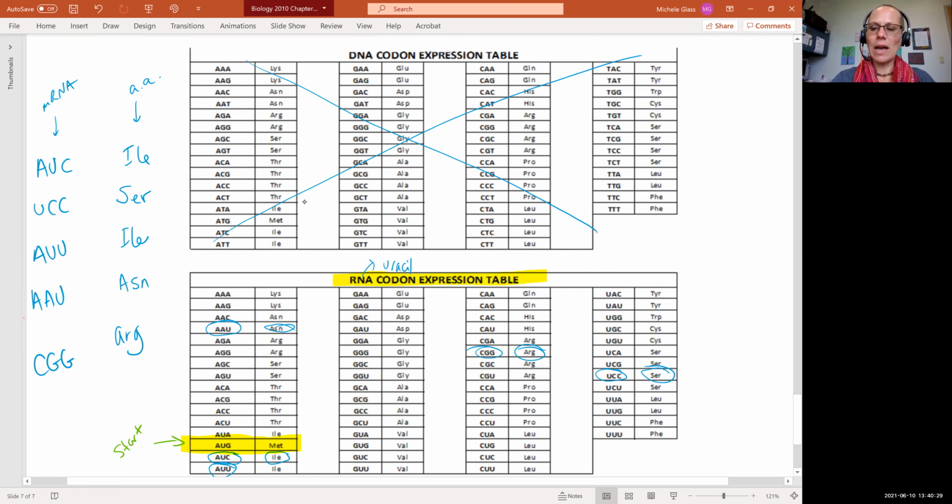And we also have what are called stop codons, which are not actually on this particular table. And a stop codon tells the cell that you're done. That's the end of that gene. So we'll see that.